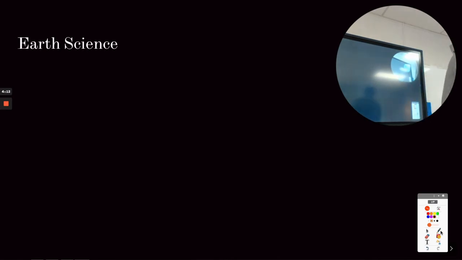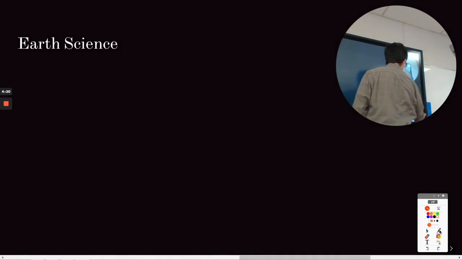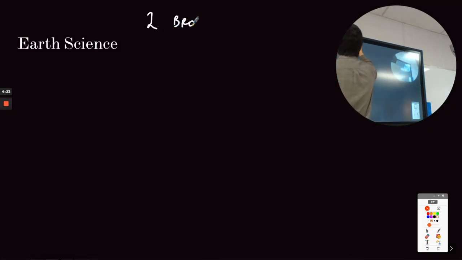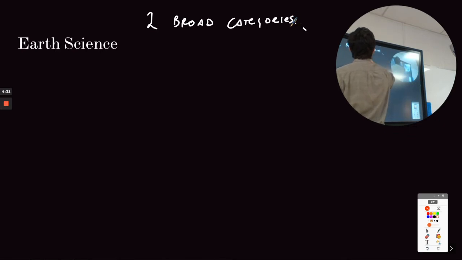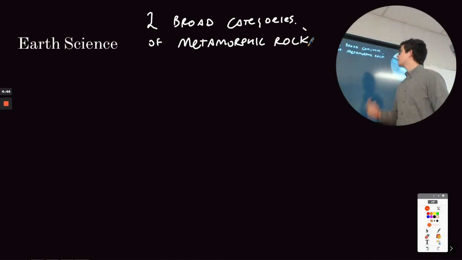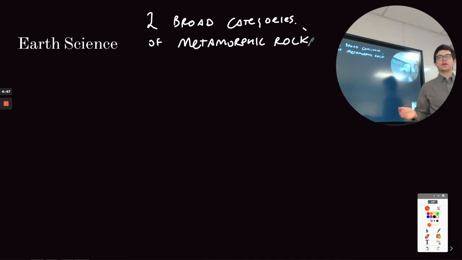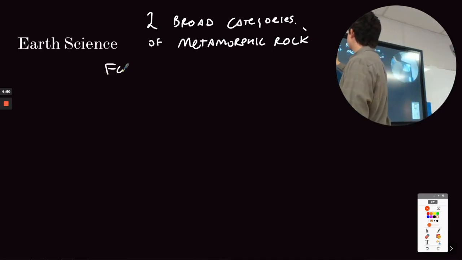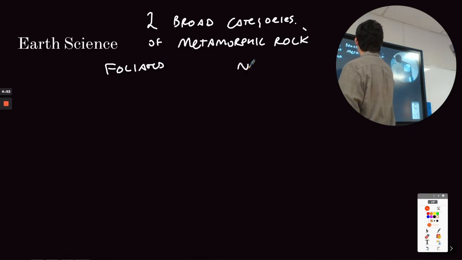Okay, so we're talking about the different types of metamorphic rocks now. And there are 2 broad types of metamorphic rocks. Two broad categories. That's how you spell categories of metamorphic. I think I have to hit it that hard so it makes such a loud noise. Probably not, but I can't help it. 2 broad categories of metamorphic rocks. The 2 broad categories of metamorphic rock are foliated and non-foliated.